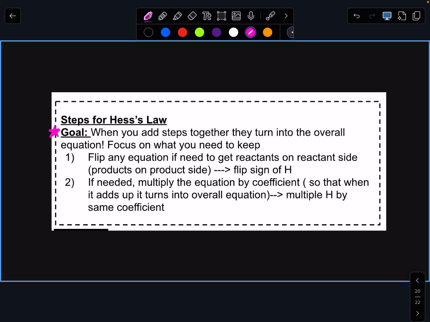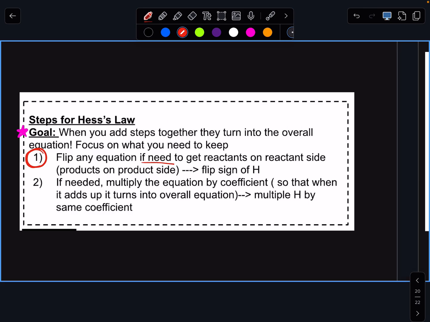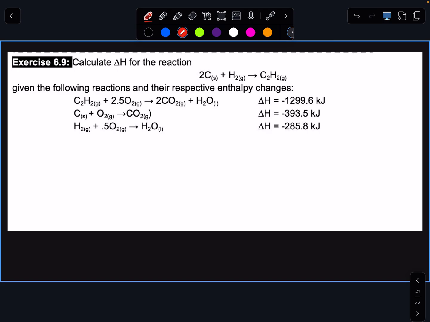Okay? I'm going to do step number 1 here in red on our first problem, and I'll come back to this. So step number 1 is to flip any equation if needed. You may not need to, but if needed, to get the reactants where they need to be and the products where they need to be in relation to the goal. Okay, so let's take a look at this problem and do step 1. So this right up here, this is the goal. I want it so that when I add up these 3 reactions below, they add up into that reaction exactly, meaning we get rid of everything that's not there and everything's in the right place.